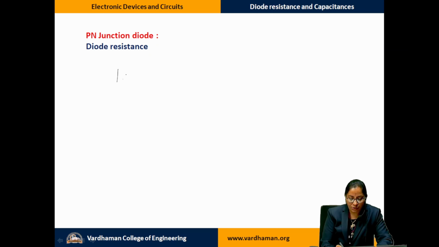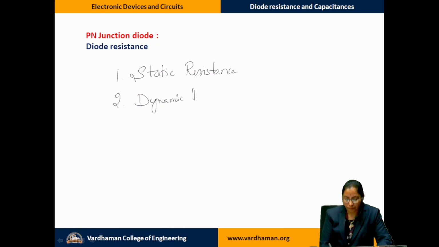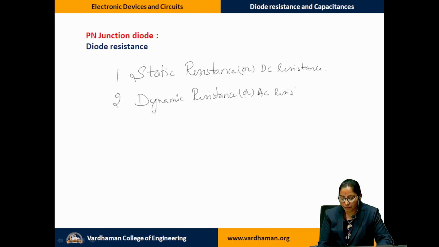First we classify it as static resistance. The second one is dynamic resistance. These resistances we are going to define. Static resistance is also called DC resistance, and dynamic resistance is also called AC resistance. Further, depending on the biasing that we apply, we do a further classification: under forward bias condition, it is forward resistance.